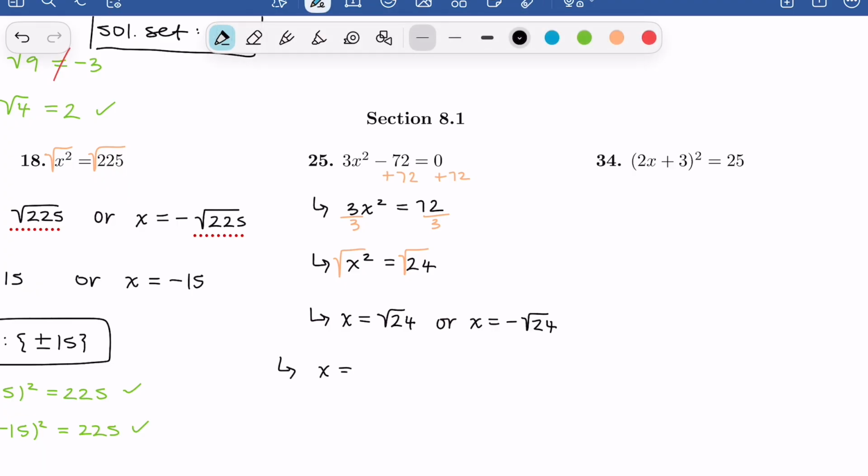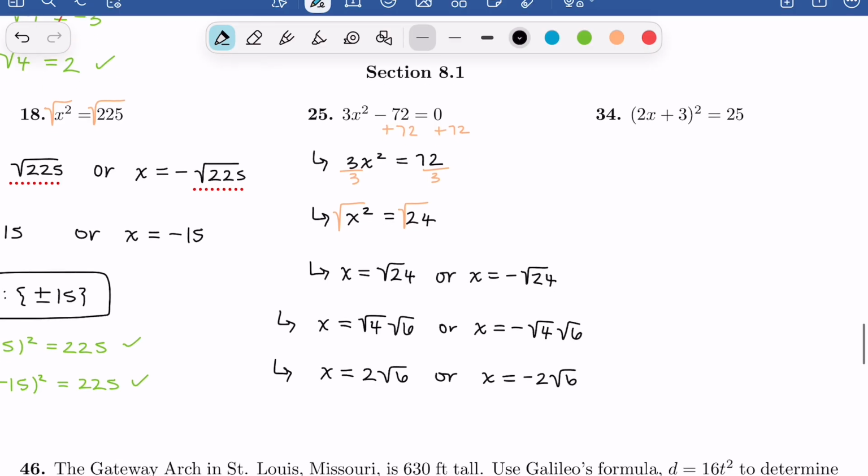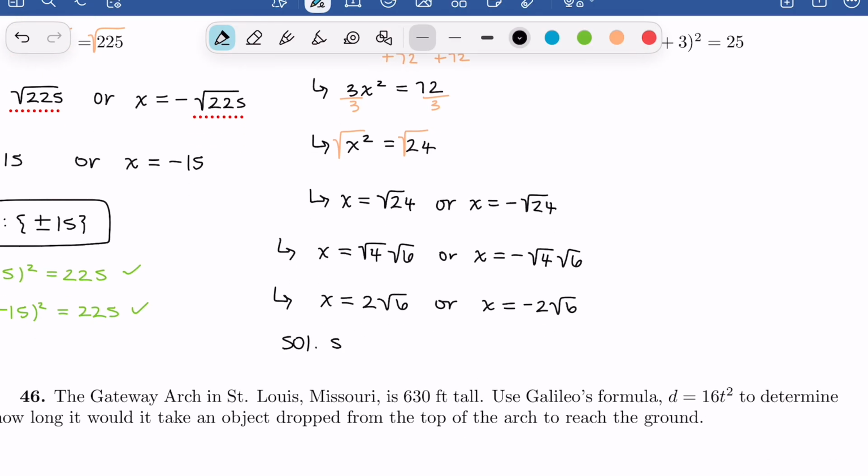One of those is going to be 4. This is going to be the same thing as the square root of 4 times the square root of 6. And similarly on this side, but we just have that negative out in front. All right, so we're going to end up with x is equal to 2 square root 6, or x is equal to negative 2 square root 6. So our final answer is going to be the solution set of those two solutions, 2 root 6 or minus 2 root 6. So I'll use that same notation, plus or minus 2 root 6. So this would be our final answer here.